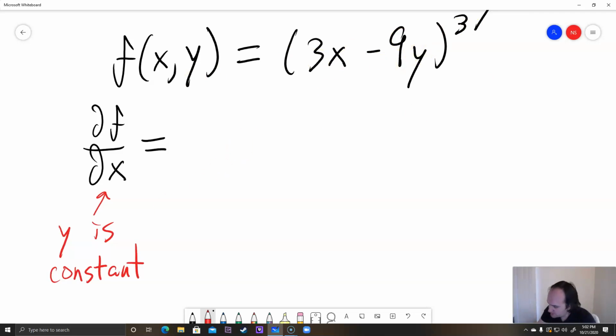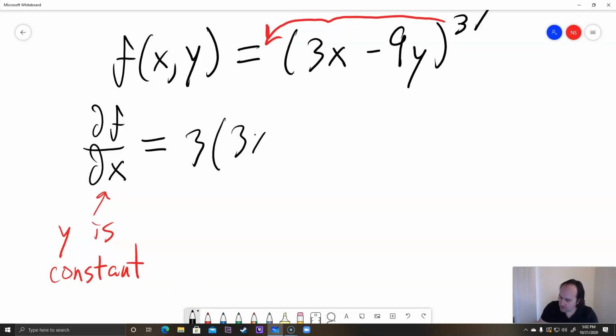So let's start with the outer function. So taking the derivative of the outer function, we bring the 3 out front and decrease the exponent by 1. Okay, so we're going to have 3 times the quantity 3x minus 9y, quantity to the second power. So what we did there is we're doing the chain rule, and we took the derivative of the outer function, inner left alone. And now we multiply this times the derivative of the inner function. So for the derivative of the inner function, since y is constant, that's going to mean the negative 9y is constant. So the only thing that we're going to have here is the derivative of 3x. And the derivative of 3x is just 3.